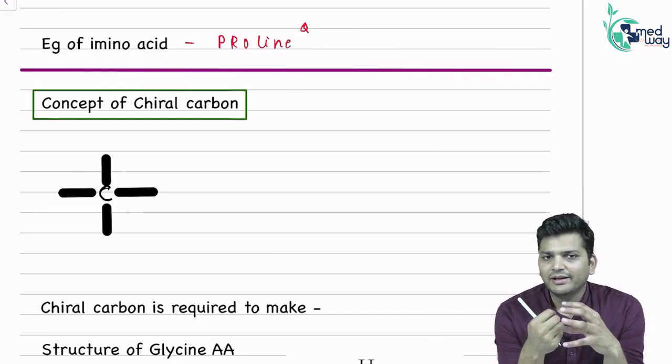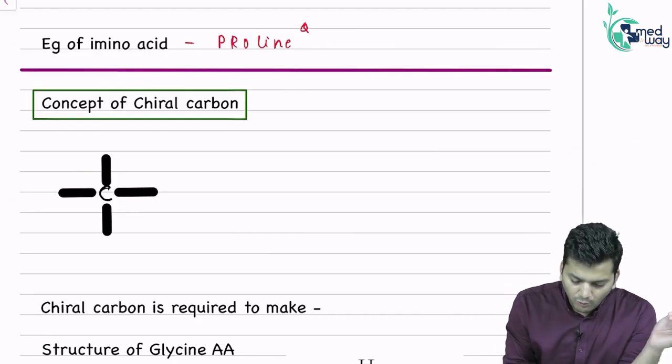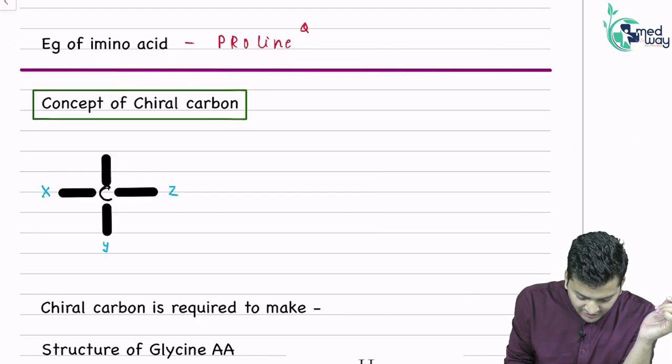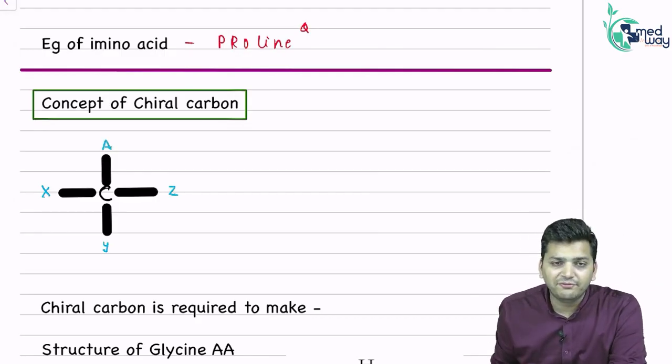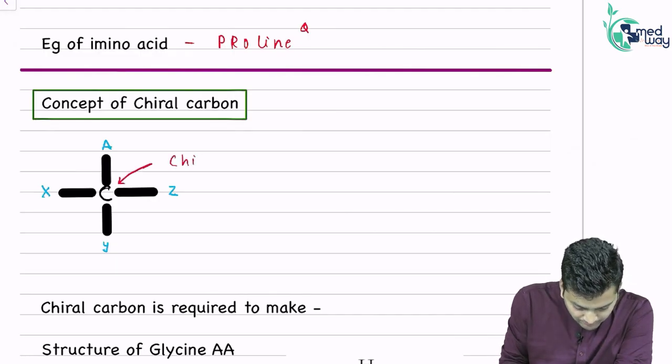The meaning of chiral carbon is, we know carbon has 4 valencies. If all the 4 valencies have different groups, say for example, here it is X, Y, Z, A, all the 4 are different. If all the 4 are different, such carbons are referred to as chiral carbon.